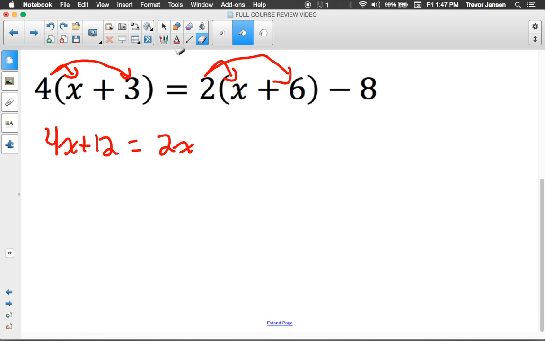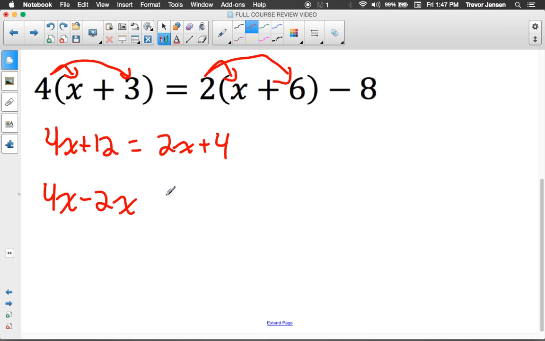Positive 12, take away 8, that's positive 4. So I'm just going to simplify that quickly. I'm going to get all the terms of the variable on the same side. So I'm going to bring this positive 2x to the left, becomes a minus 2x. I'm going to bring the constant terms to the right, so the positive 4 stays on the right. Bring the plus 12 over, becomes a minus 12. Collect, and then isolate the variable.